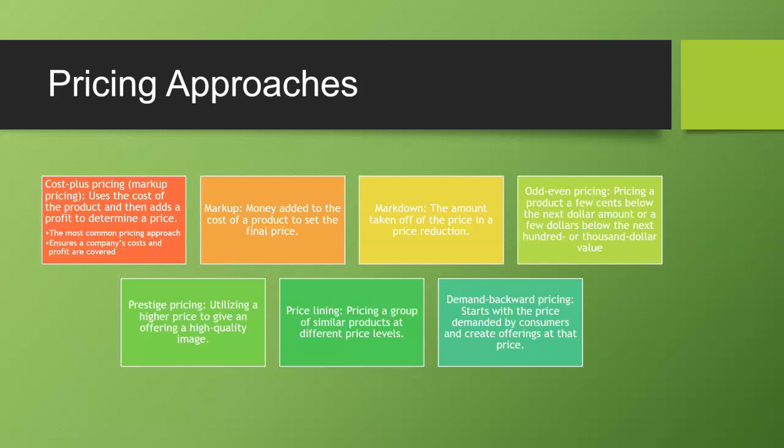Another extra credit question. Can you give me an example of a product that has odd-even pricing and a product that has prestige pricing? Price lining is pricing a group of similar products at different price levels. Demand-backward pricing starts with the price demanded by consumers and creates offerings at that price.